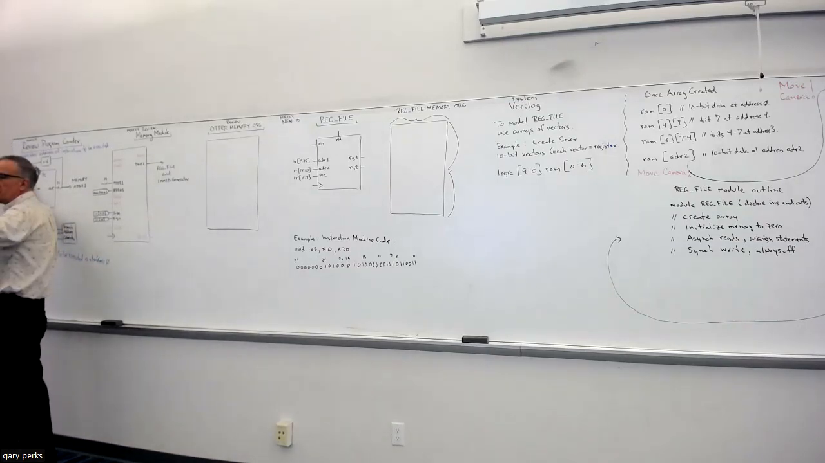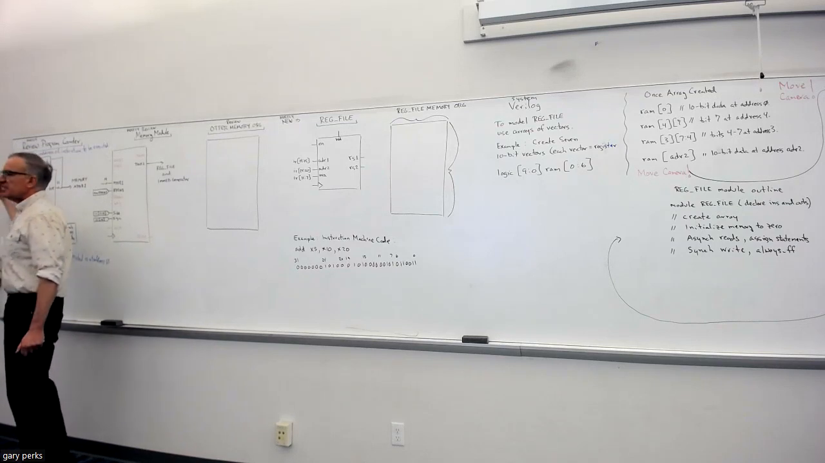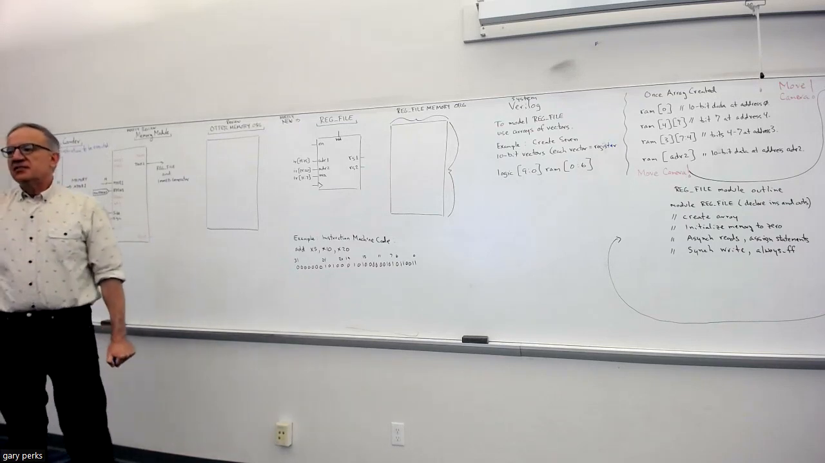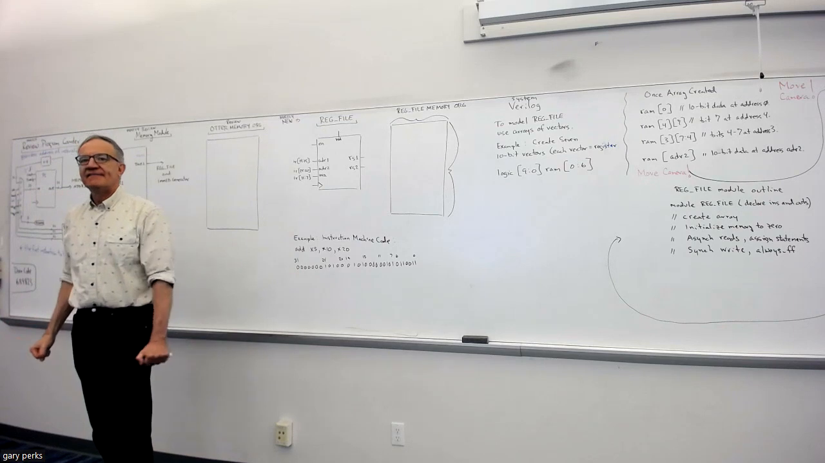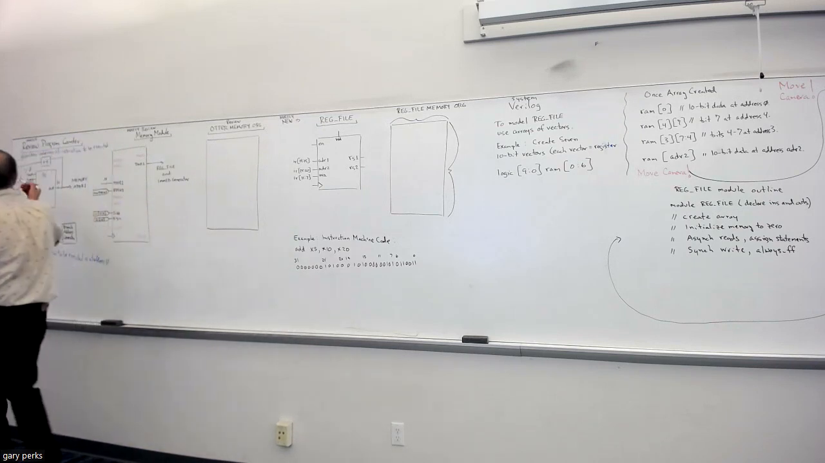Now, I put an Otter diagram on each bench. Where does this reset come from? What module provides the reset? Right, the control unit FSM.